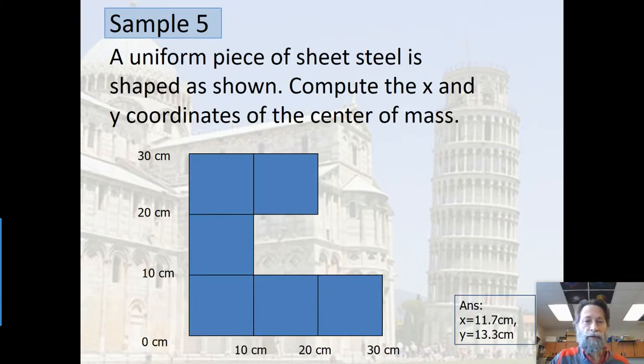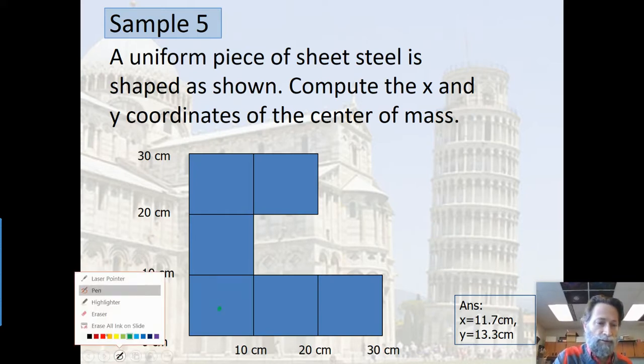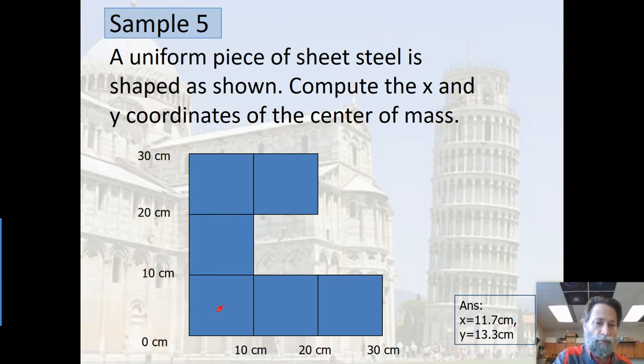Uniform piece of sheet metal shaped as shown below. Compute the x and y coordinates of the center of mass. Again, let's make this easy on ourselves. So what I'm going to do is I'm going to put my center here. Maybe I need to change colors here to make this a little easier to see. I'm going to put my center here, because if I do that, then doesn't that cancel out the center of masses of these 3 blocks in the directions that I'm looking at?